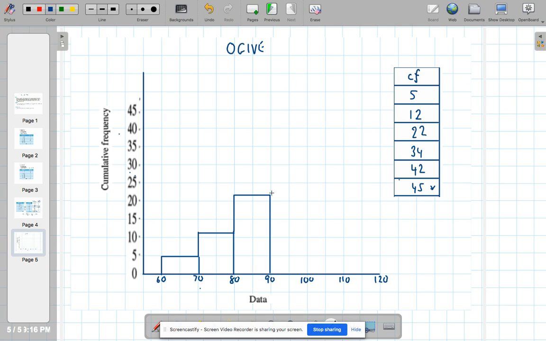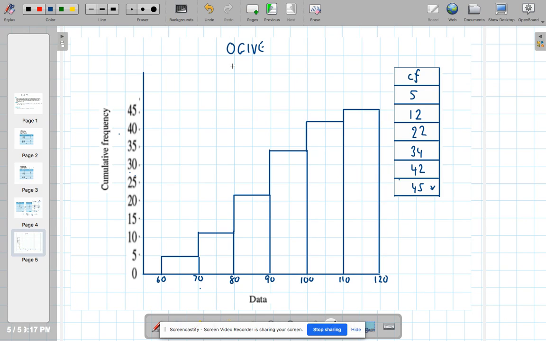Next one is 34. So next bar goes up to 34. Trying to be as accurate as I can here. And that's the next bar. Next bar will be 42. It's up to 42. Across and down. And finally 45. Across and down.